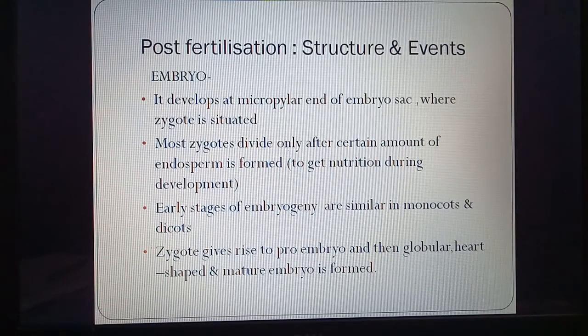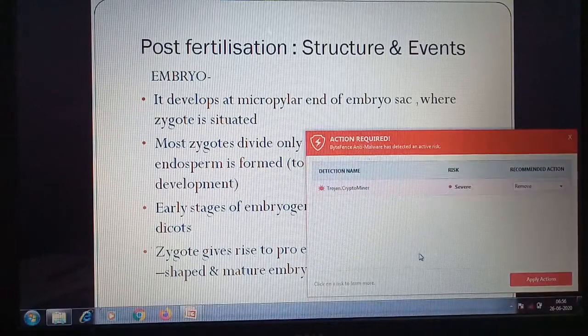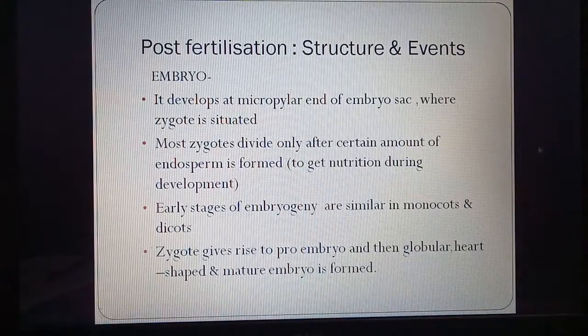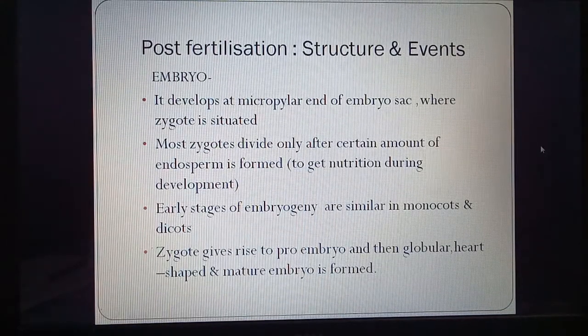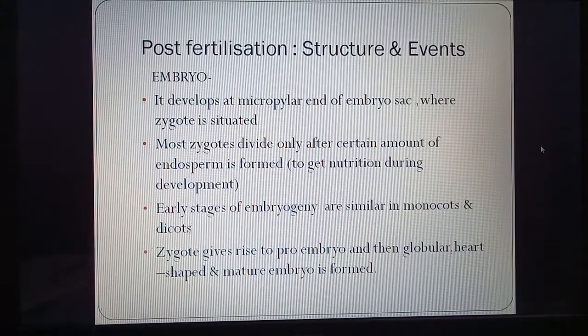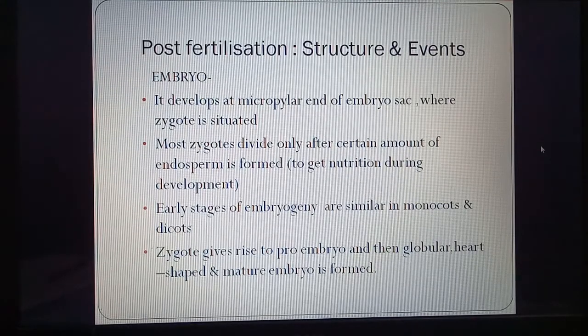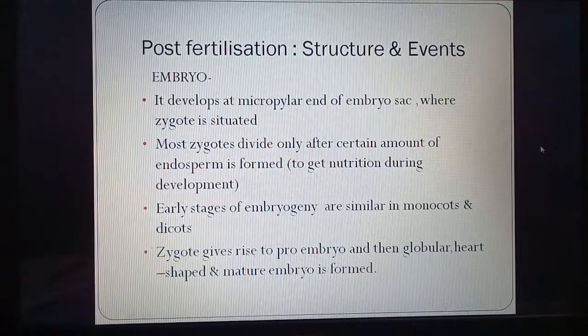The early stage of embryo development or embryogeny is similar in both monocots and dicots. So the embryo develops almost in the same way in both monocots as well as dicots. The zygote divides and gives rise to the proembryo. Then a globular or spherical structure is produced. Then a heart-shaped structure is produced, and finally a mature embryo is formed.